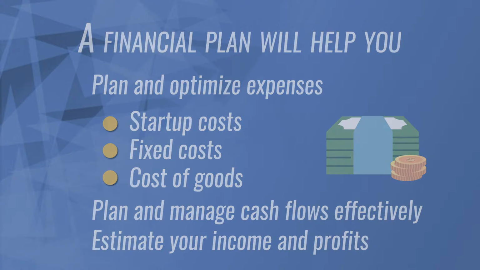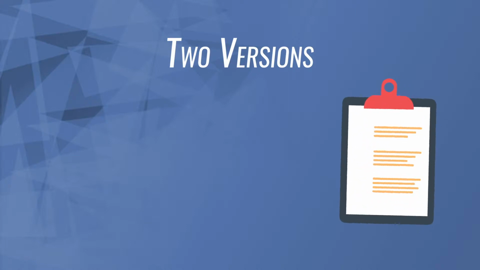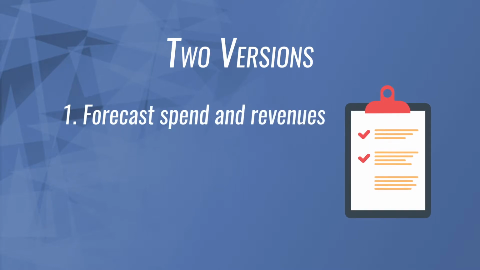Look at the financial plan template document. Create two versions of this. Use one version to forecast the spend and revenues for 1 year, and the second version to record the actuals, the month-by-month spend and income during the year.